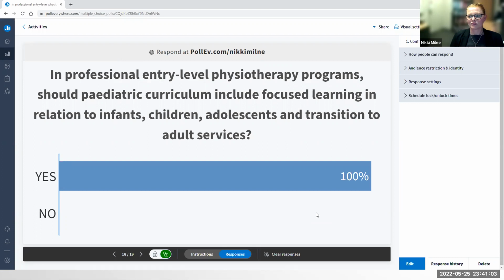So staying at 100% there. It looks like we've still got 100% there, no changes. So everybody agrees that we should be covering all of that. It's interesting in our country here in Australia, probably the one that doesn't get so much attention is the transition to adult services. But I do think it's particularly important, and it seems that each of you do too.